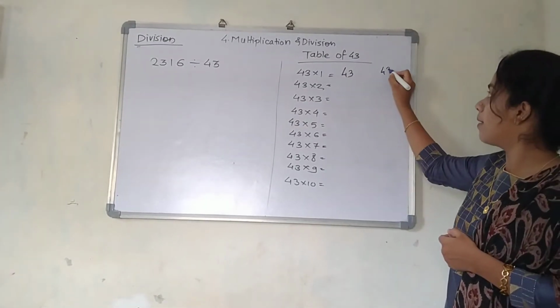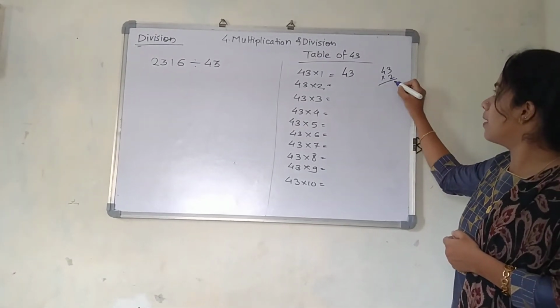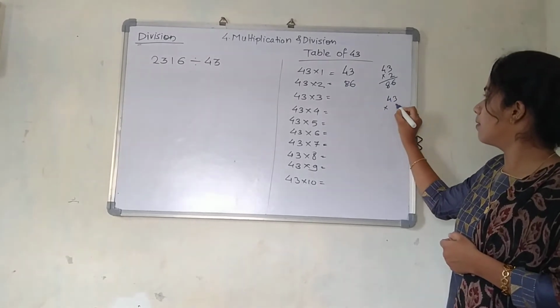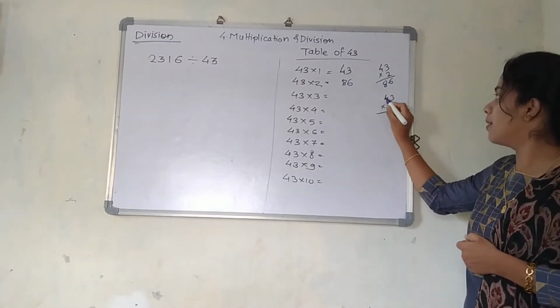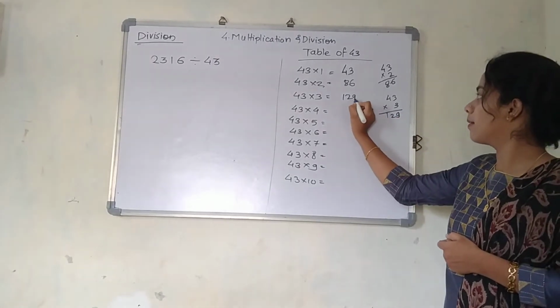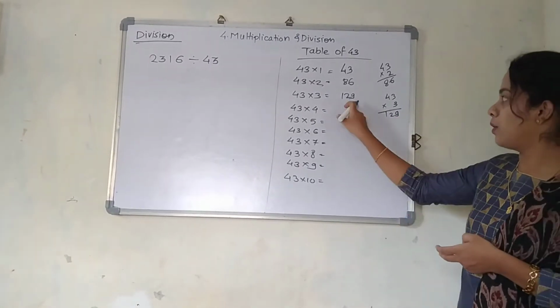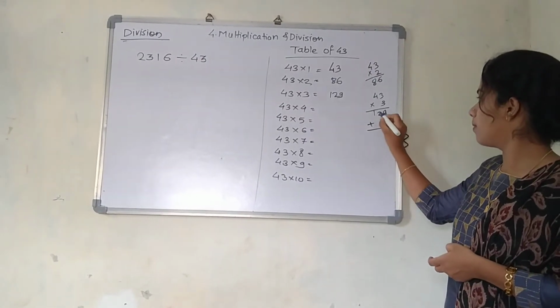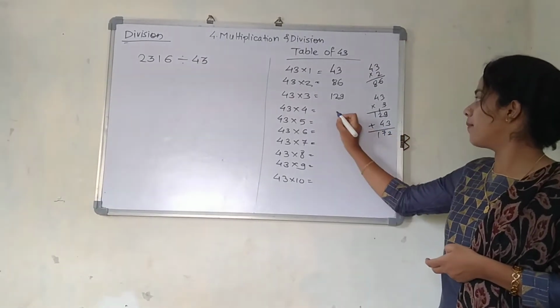43 twos are, you can multiply also, it will be 86. 43 threes are: 3 threes are 9, 3 fours are 12, 129. If you want, you can add also. Add 43 to this 129, 129 plus 43, that is 172.